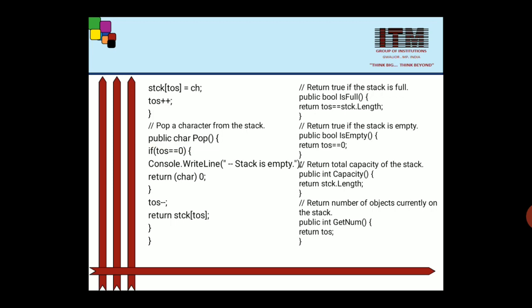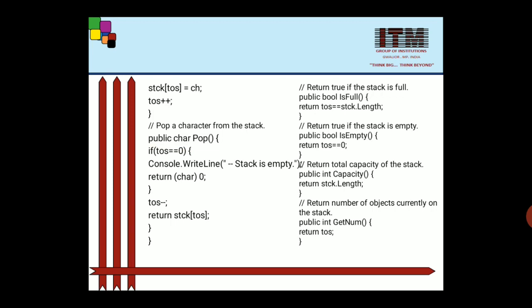So these are isFull, isEmpty, capacity and getNum, and they provide information about the state of the stack. They are shown here. The isFull method returns true when the stack is full, and false otherwise. The isEmpty method returns true when the stack is empty, and false otherwise.